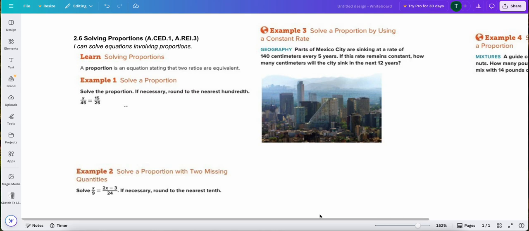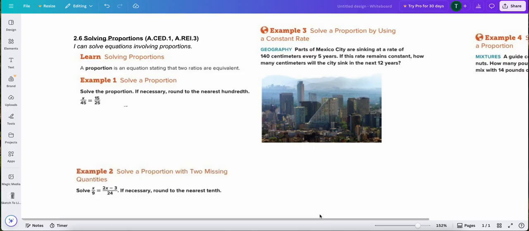2.6, solving proportions. So we're going to be solving equations that involve proportions. A proportion is an equation stating that two ratios are equivalent. So example 1, solve the proportion. If necessary, round to the nearest hundredth.